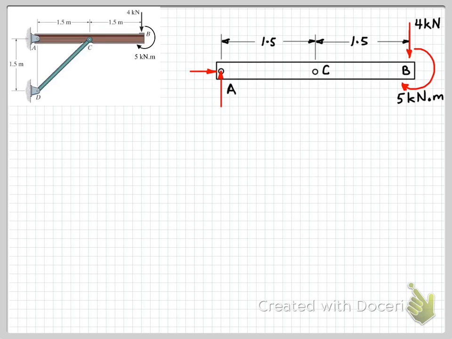Okay, so on our free body diagram, having drawn the reaction forces, we should label those. So we'll go ahead and call this one RAY and the horizontal component RAX.